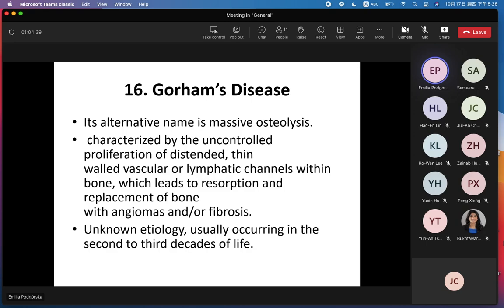And Gorham disease. Its alternative name is massive osteolysis. It's characterized by the uncontrolled proliferation of distended, thin-walled vascular or lymphatic channels within bone, which leads to resorption and replacement of bone with angiomas and fibrosis. It has unknown etiology, usually occurring in the second to third decades of life.